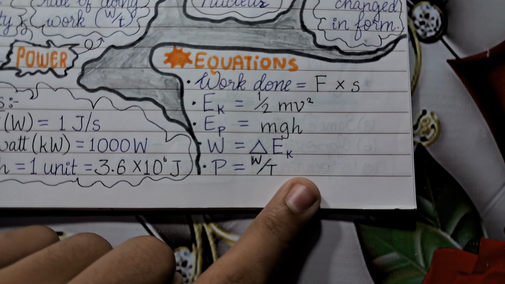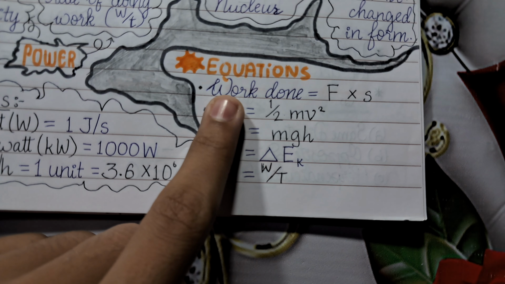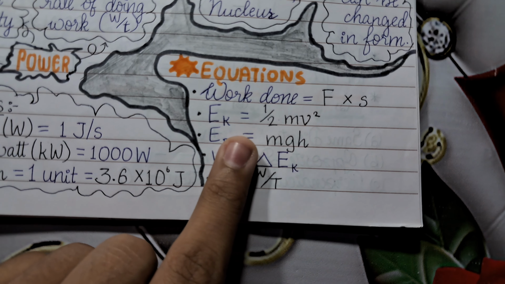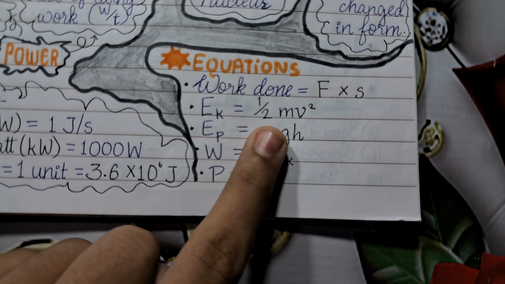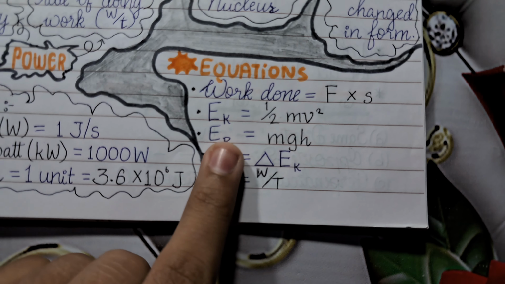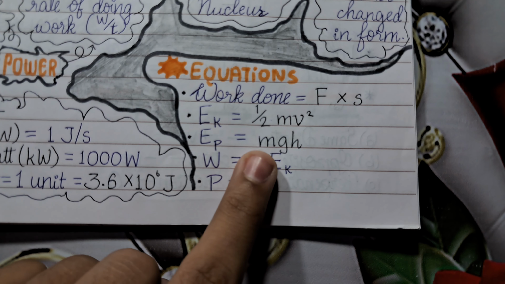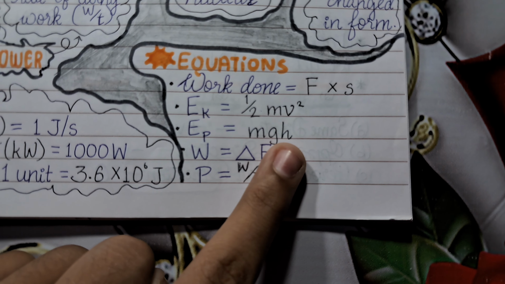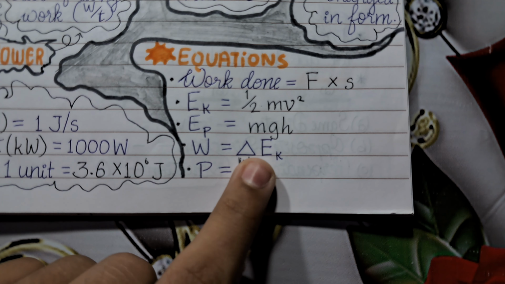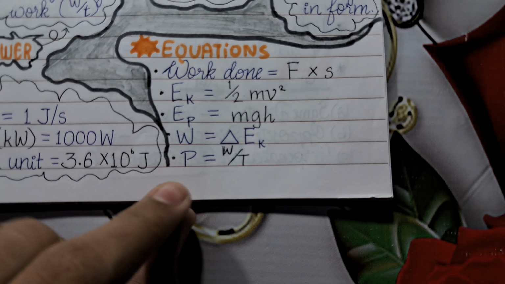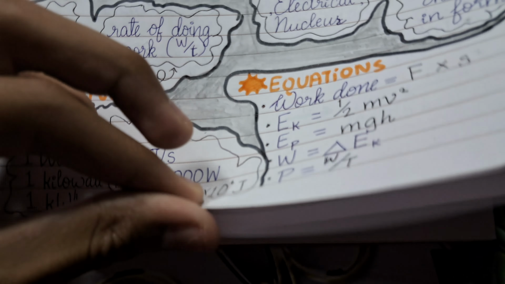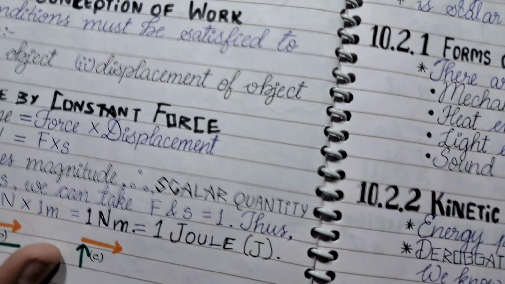Then there are some important equations. Work done is equal to force multiplied by displacement. Kinetic energy is equal to half mv square. Potential energy is equal to mass into gravitational acceleration into height. Work done is equal to change in kinetic energy. Power is equal to work done in a particular time.